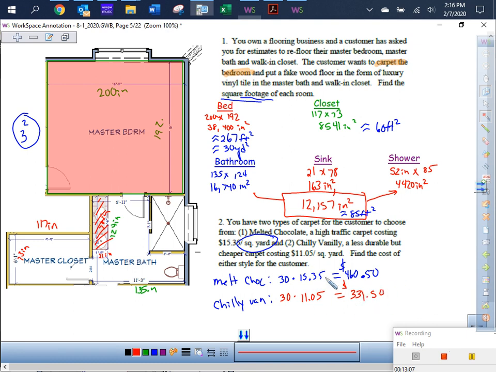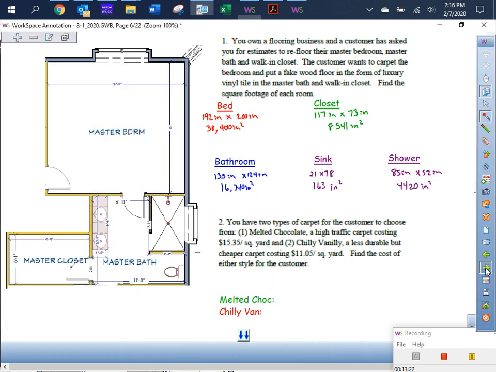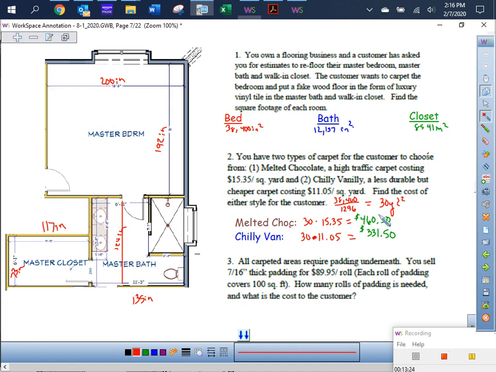So it's 2 options for them, right? If they wanted the melted chocolate, it would cost them this much for the carpet, and if they wanted the chili vanilla, it would cost them this much. So that's what this question has asked us. Got that all figured up. And then here's what part 3 says.